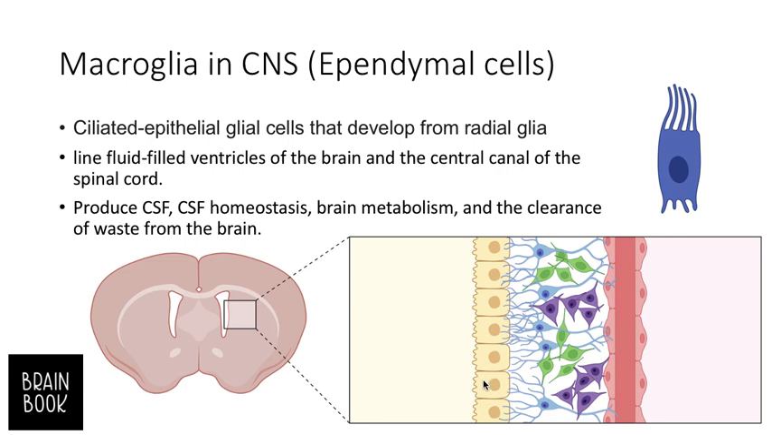These cells are responsible for production of cerebrospinal fluid in the ventricle, and they are responsible for CSF homeostasis, brain metabolism, and clearance of waste from the brain, as you can see here.